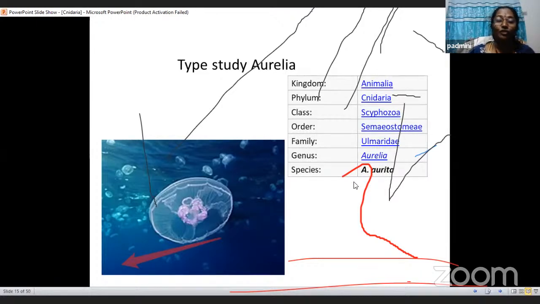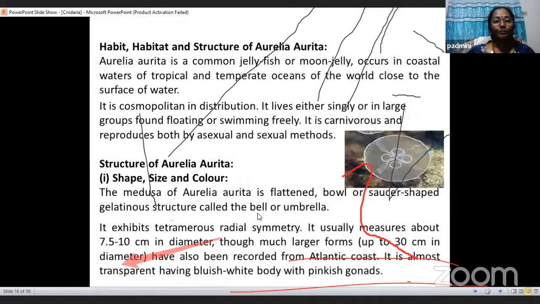Always, species has to be written in a small letter and not a capital letter. So whenever you write the classification, remember the genus starts with a capital letter and the species with a small letter. That is the reason why they have written that a as small. Aurelia aurita is the example that you're going to talk about in the type study of Aurelia. This is a lovely umbrella-shaped transparent structure that is swimming in the water. All these small dots are nothing but the Aurelia present in the ocean. Lovely to see them in the ocean. And habit and habitat: common jellyfish.